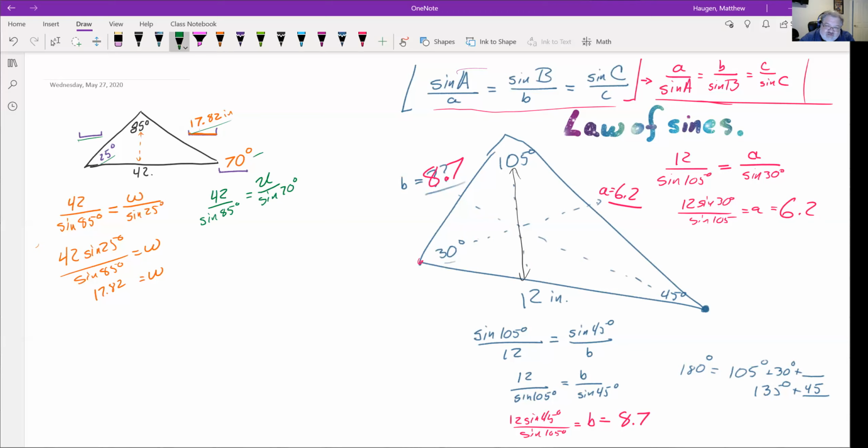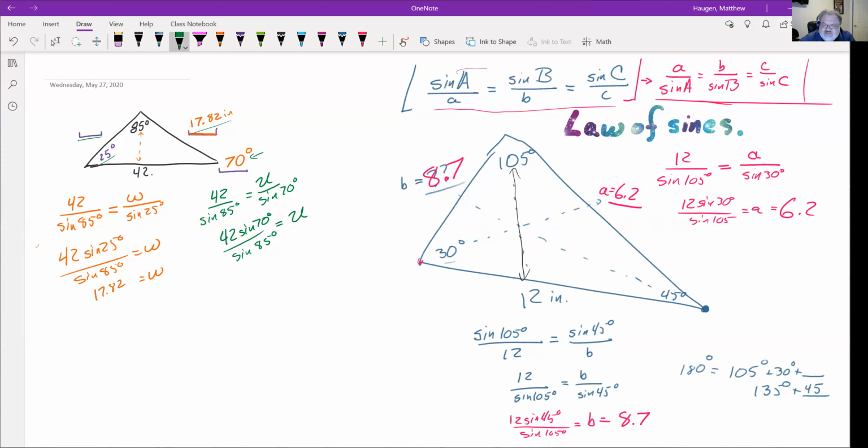Now, the 70 wasn't given, but we have no choice but to use the 70. For the 42 and the 85 versus the 17.82 and the 25 degrees, we have a choice. So we're going to use the given information because it's going to make us more accurate. Particularly when you're dealing with angles over long distances, even not that long of a distance, can cause pretty dramatic inaccuracies. So the more accurate we can be, the better.